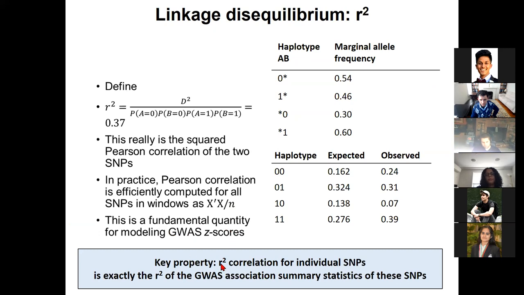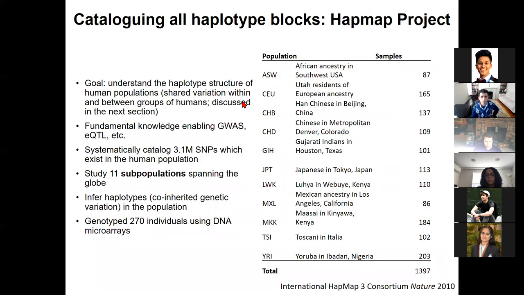So the key property is that the R-squared correlation for individual SNPs is exactly the R-squared of the GWAS association summary statistic for those SNPs. You can basically measure this by taking the D squared and then dividing by the product of the individual state frequencies for each of those.